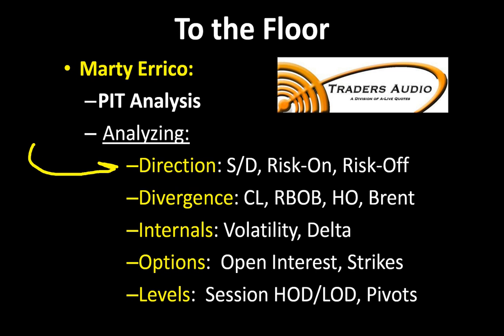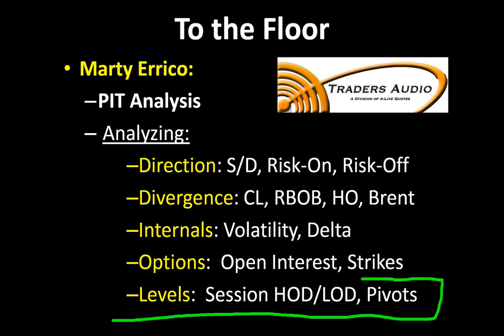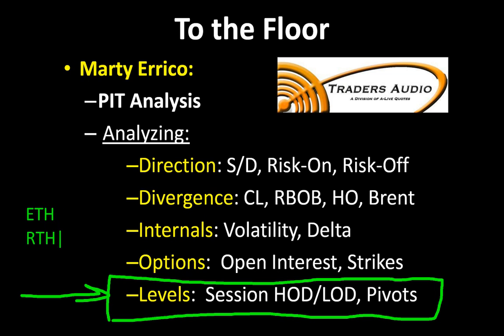In other words, we're looking at market direction, right? Intermarket divergences between crude, RBOB, heating oil, and Brent. We've got market internals. We're looking at some of the most important option prices. And as always, those very important and oftentimes a little bit confusing price levels. If you're a new trader, you got to remember there's a big difference between electronic trading hours and regular trading hours. All right, so Marty will be looking at a very unique way of looking at it this morning, looking at the regular trading hours directly from the pit.